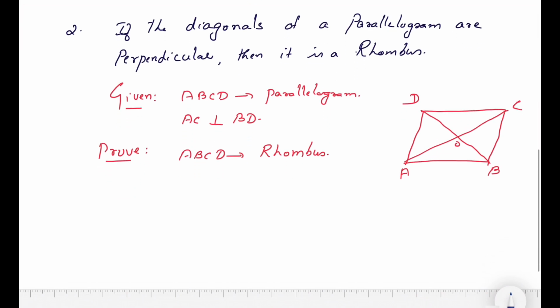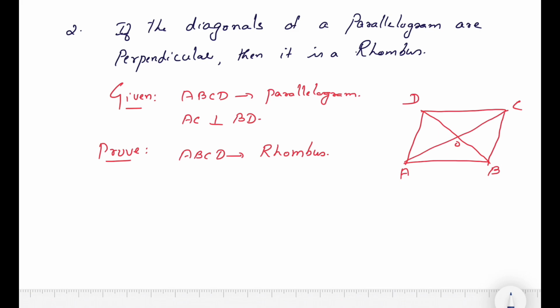Coming to the next question: if the diagonals of a parallelogram are perpendicular, then it is a rhombus. See, it is the converse of the previous property. In the previous question, given it was a rhombus, you had to prove the diagonals are perpendicular. Now here the diagonals of a parallelogram are perpendicular is given. You have to prove it is a rhombus.